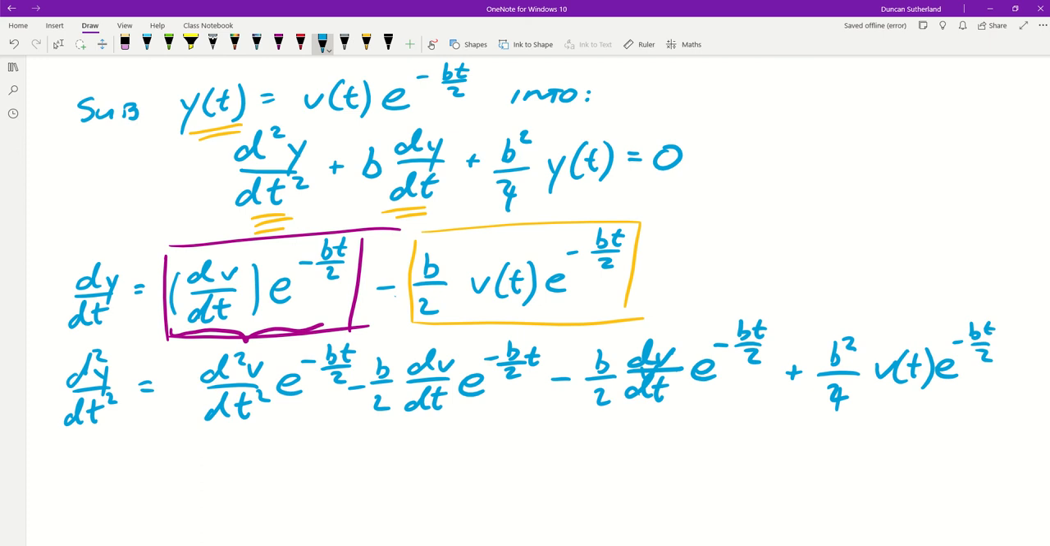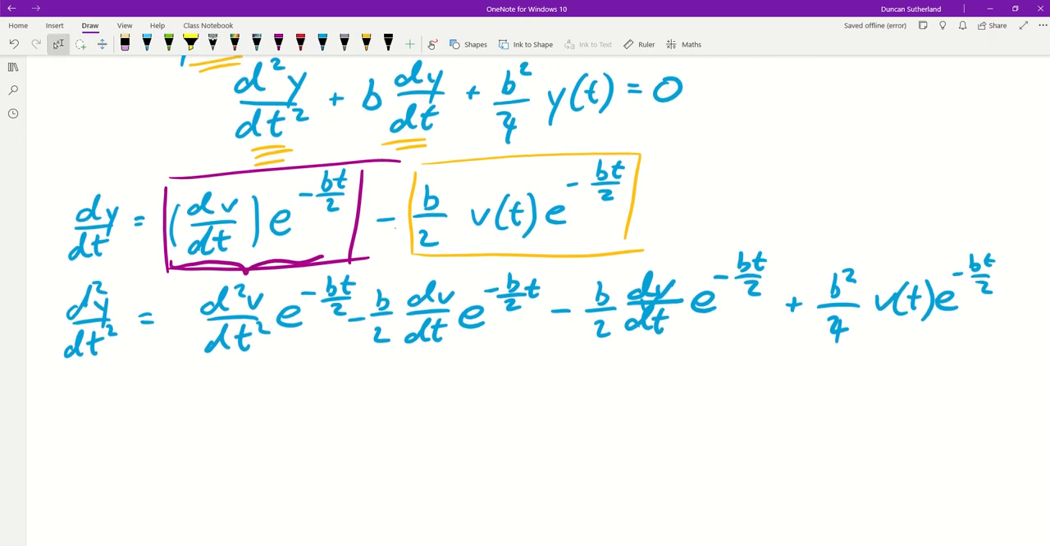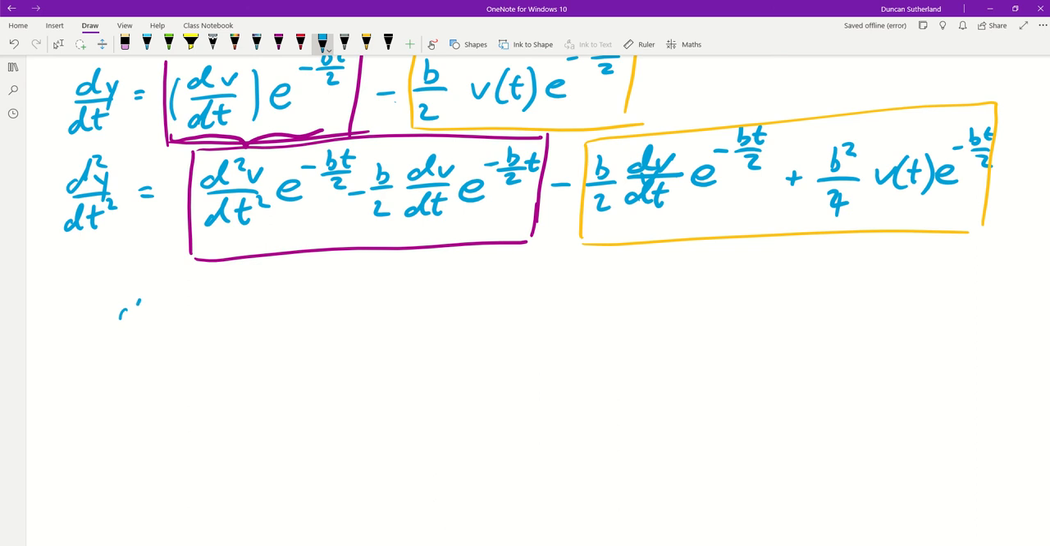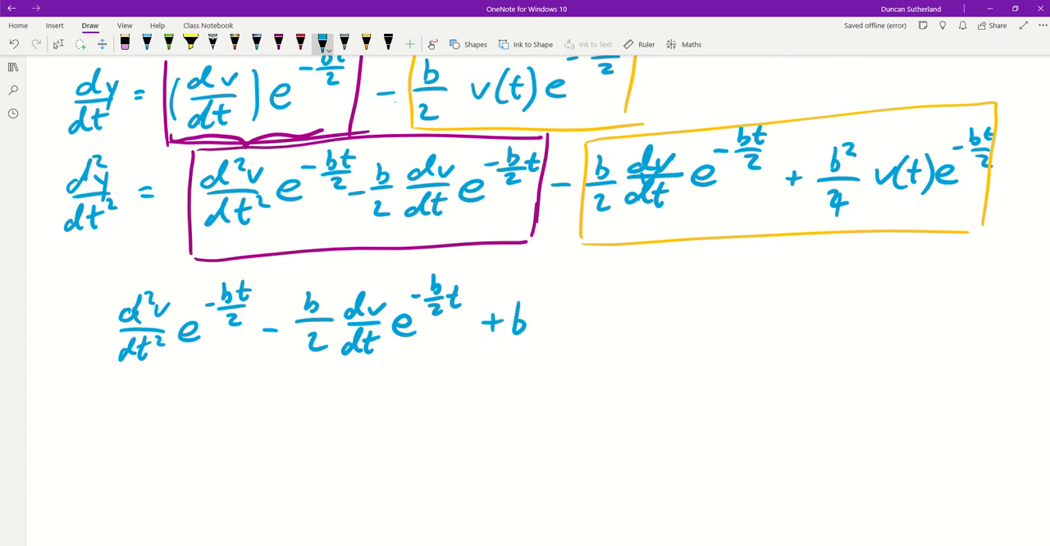Okay, now I'm ready to substitute this in. So I'll just keep track of my terms. That's why I did the colors in the first place. The purple box came from the purple part. Stuff in yellow came from the yellow part. All right, so let's plug in. That's the second derivative. Now I've got to take care of, oops, it's only half the second derivative.